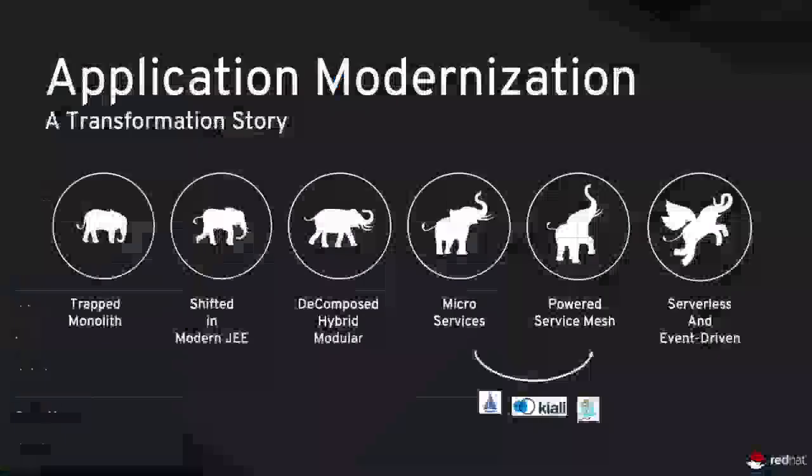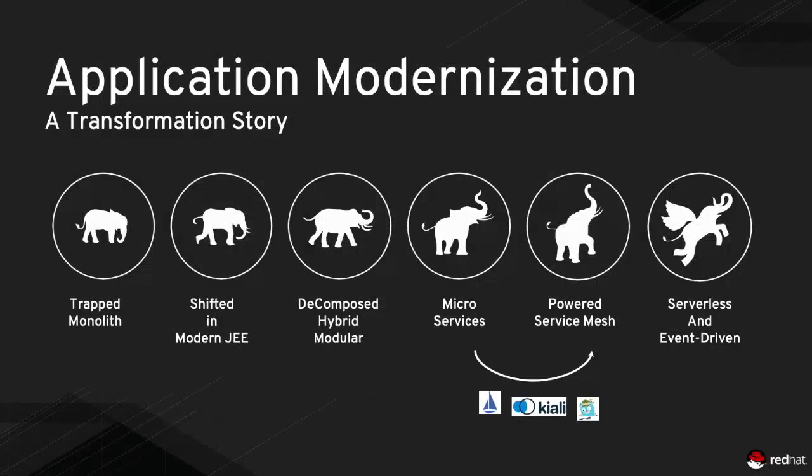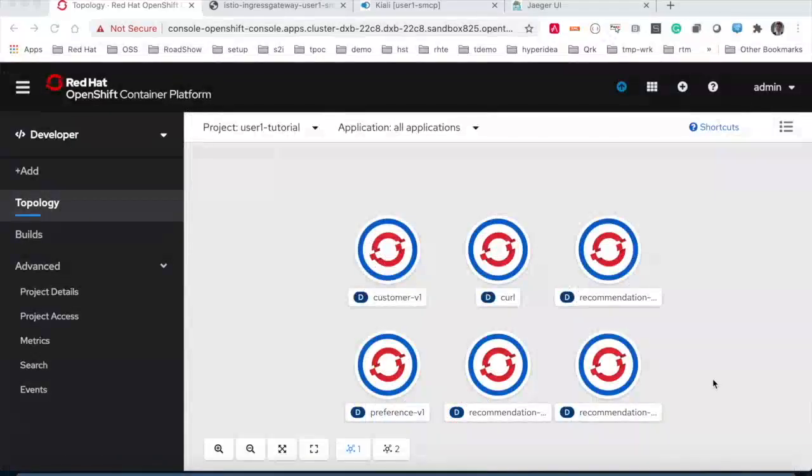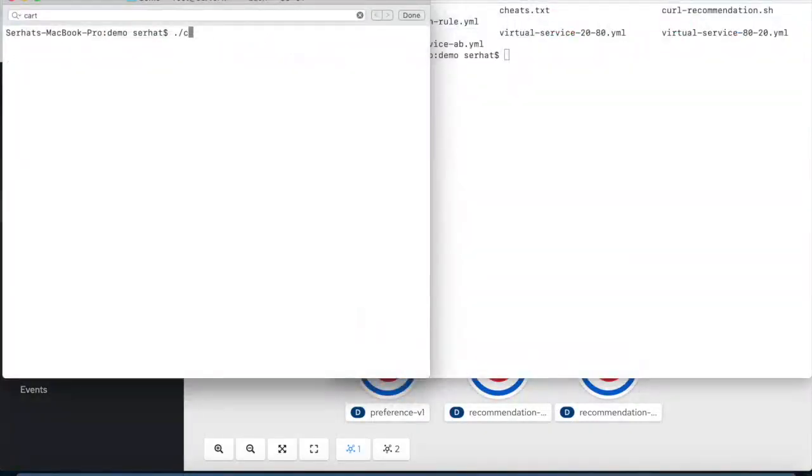So the next step in our story: empowering our microservices architecture with Istio to solve the complexity. Here I'm using another example. We have a customer service using a preference service, and that goes to a recommendation service, as a complement to our cool store application.